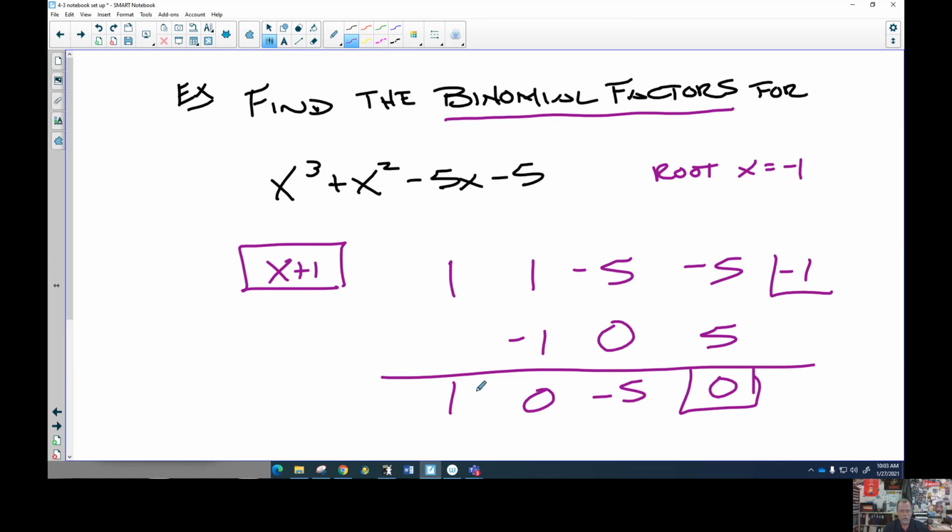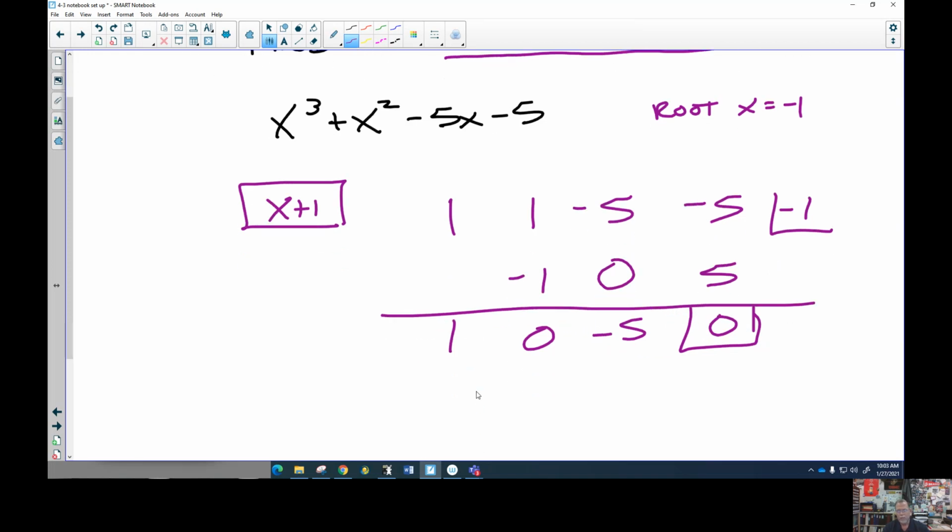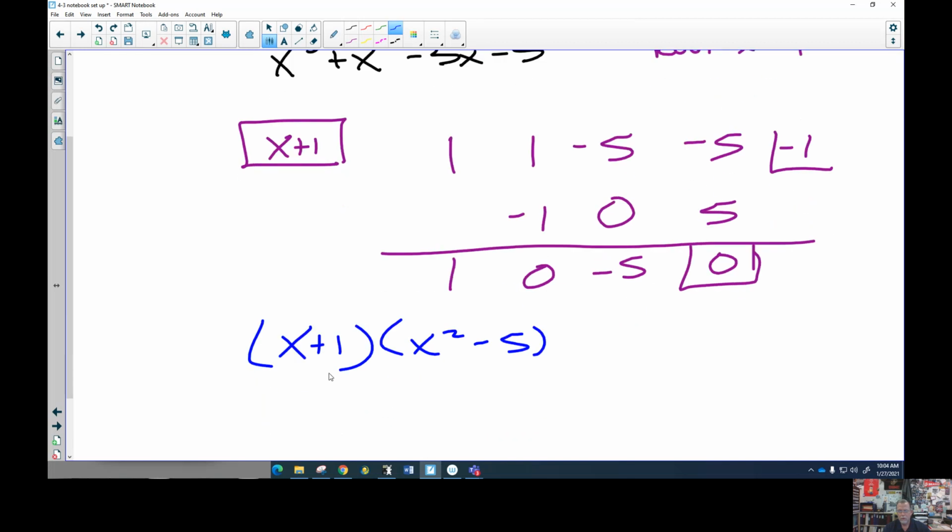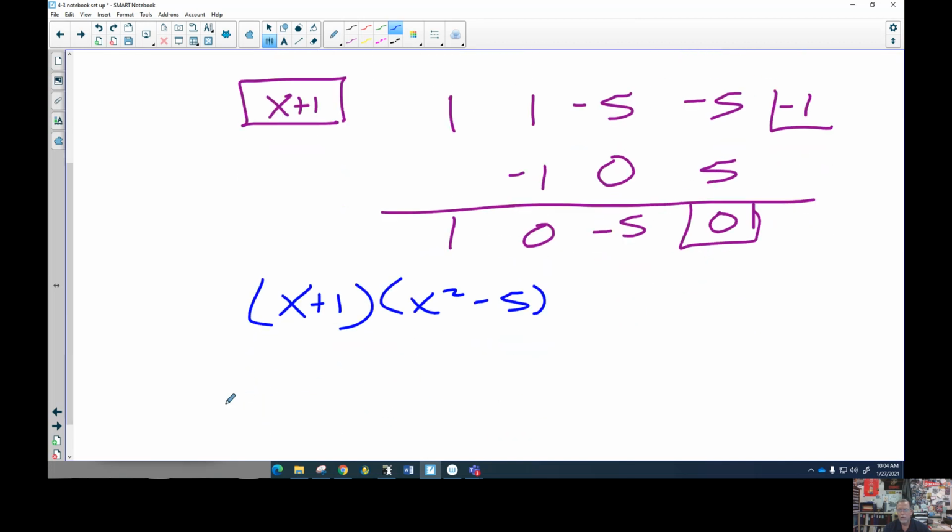So what is our quotient that's left? Right now, we know that we could rewrite this polynomial as x plus 1 times, let's see, what is this? This is x squared minus 5, right? No x term, so it's that. So we've got our binomial factors. We're done. Because these are both binomials, aren't they? There's nothing else left. There's two binomials.